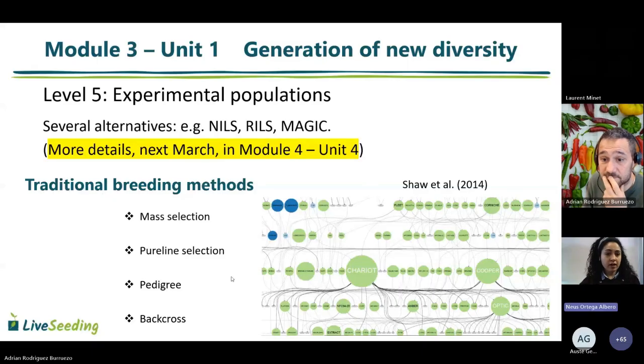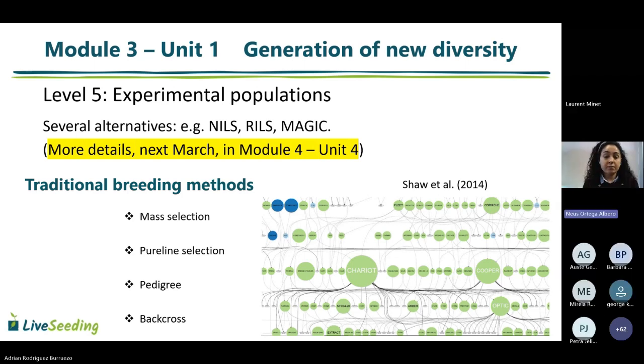Hello, you all. Thank you, Adrian, for introducing me, and thank you all for your attendance to this training in organic breeding. I am Neus Ortega Albero, a PhD student from Universitat Politécnica de Valencia in Spain, and I am specialized in analyzing experimental plant populations. So, following the idea given by Adrian of using hybridizations to incorporate variability to breeding, I am going to give a little hint of new experimental populations as a source of new diversity. However, this will be further explained and well explained in Module 4.